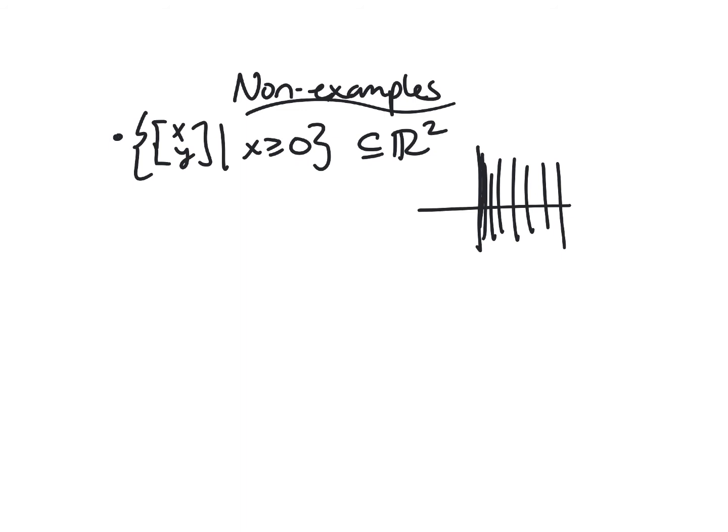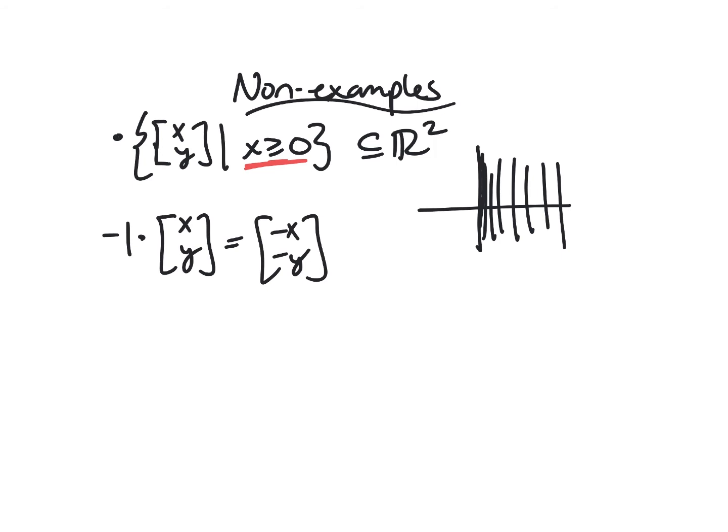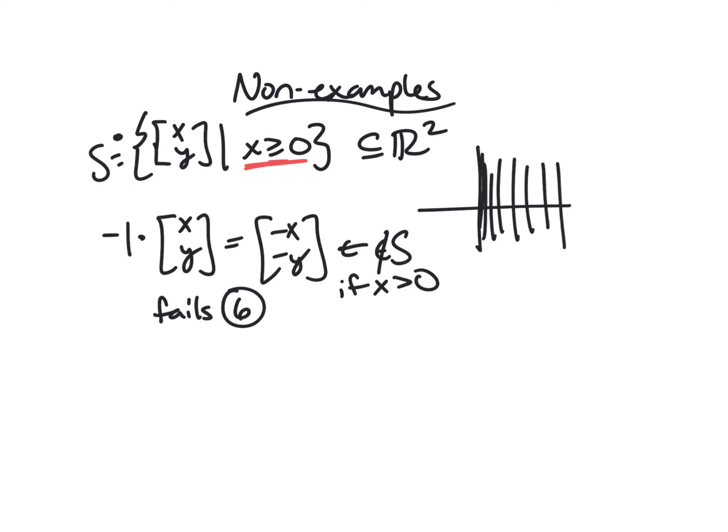But scalar multiplication is a problem, right? Because we have this condition, and we can easily multiply by a negative number to ruin that. So for instance, -1 times (x, y) is going to be (-x, -y). And so if we call this set S, this is not in S if x is greater than 0, which of course would be true for a lot of the elements in there. So this fails scalar multiplication closure, which is our axiom 6.